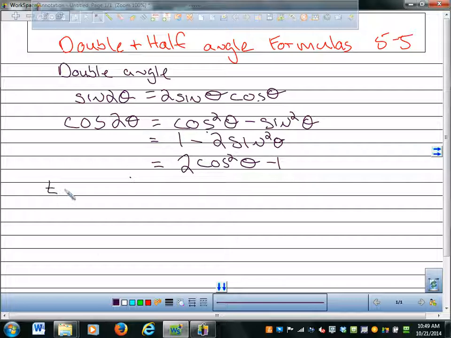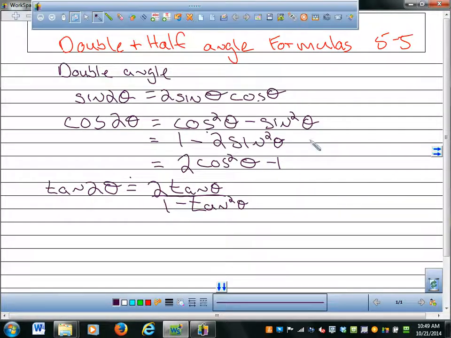Then for the tangent of 2 theta, if I were to take theta plus theta and plug it into the angle addition formula for tangent, I would come up with 2 tangent theta over 1 minus tan squared theta. Okay? And so those are the double angle formulas. We will give you everything except the one for sine of 2 theta on the test. But if you forget it, you could derive it pretty quickly, hopefully. Okay? So how do you use this?